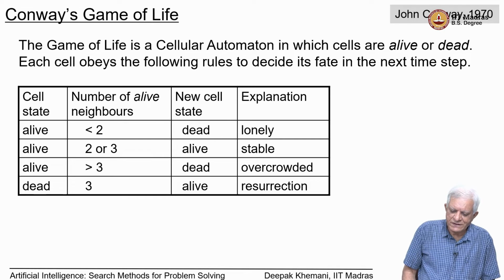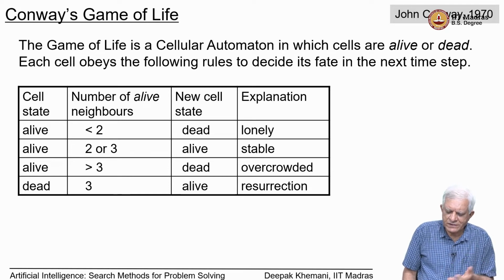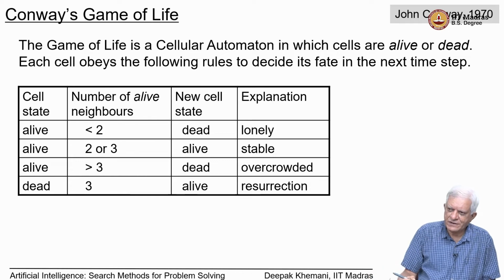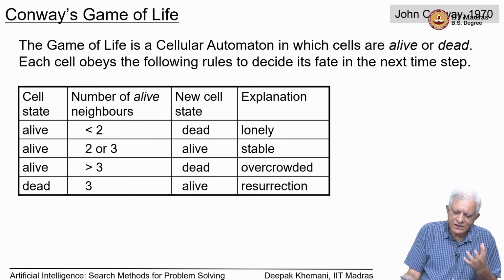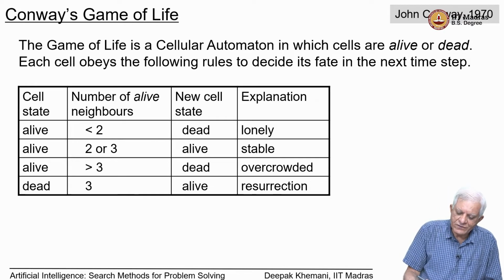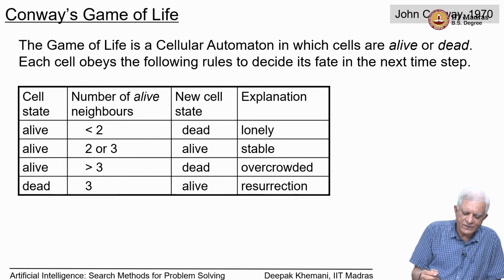cellular automaton which he called the game of life, and the cellular automaton is in principle an infinite array of cells. So, you can think of it as a toroid closed array or something like that. Each cell obeys the following rules to decide its fate in the next time step. So, time moves in cycles. So, first time step, second time step and so on. So, in that sense it is like an automaton. It is a cellular automaton because there are a whole lot of cells which are being influenced by these rules essentially. So, for each cell the following rules apply.